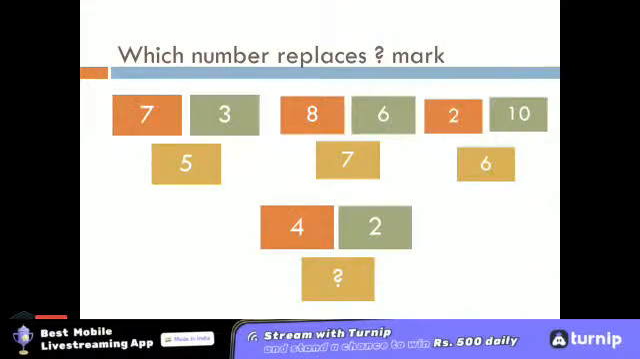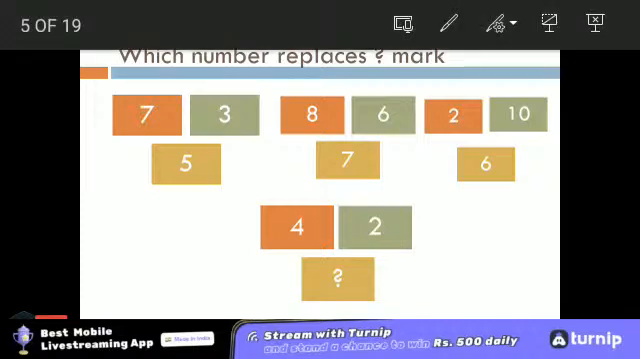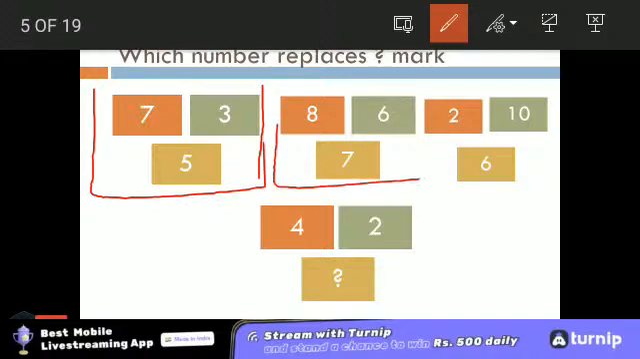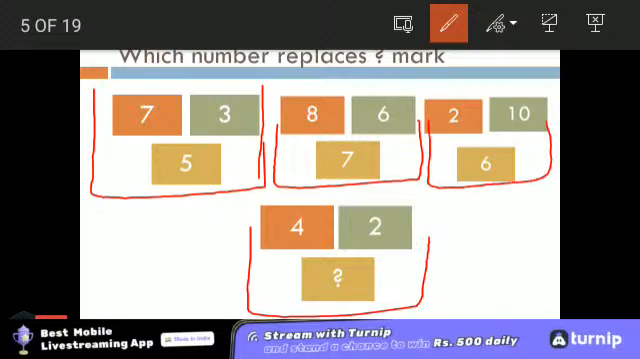See. Which number replaces the question mark? If you observe this question, this is the first set, this is the second set, this is the third set, and this is the fourth set. So basically, why am I saying sets? Because every set has the same criteria. Now you just need to tell me which number will replace the question mark. सोचिए और जल्दी से बताइए.